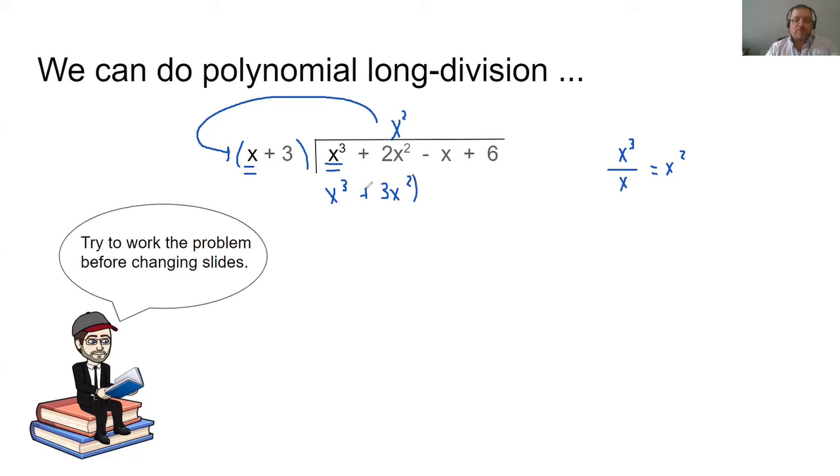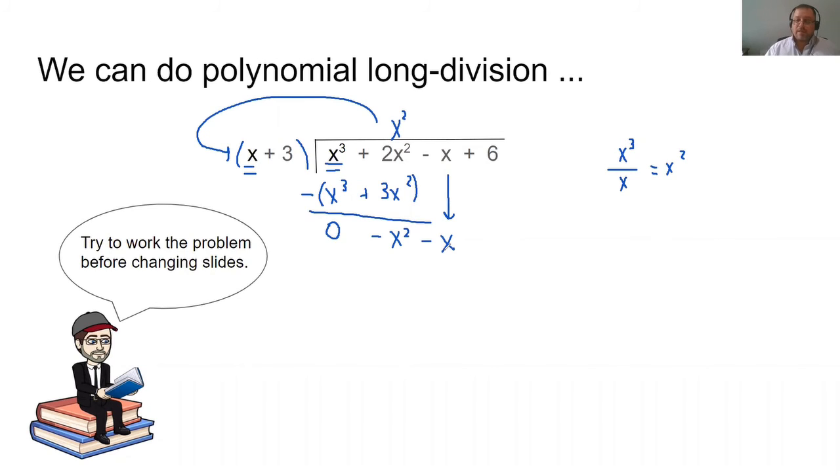I put my parentheses. I put my subtraction sign. I draw my line. This minus this will always be 0 if you're doing it correctly. 2 minus 3 is negative x squared. I bring down my next term, minus x.